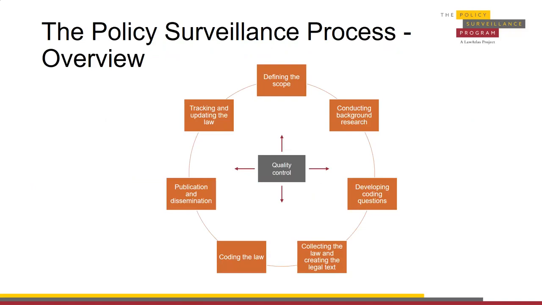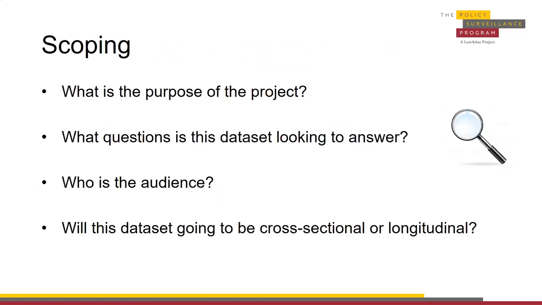So with any project, we're gonna start with defining the scope. So scoping asks, what is the purpose of the project? What questions are we trying to answer with this data set? Who is the audience of our research and our policy surveillance data? And very, very importantly at the outset, we need to decide, is this data set going to be cross-sectional or longitudinal? Are we going to look at the laws at a moment in time? It could be now, it could be at a date that you decide, or are we looking at it over a specified period of time?